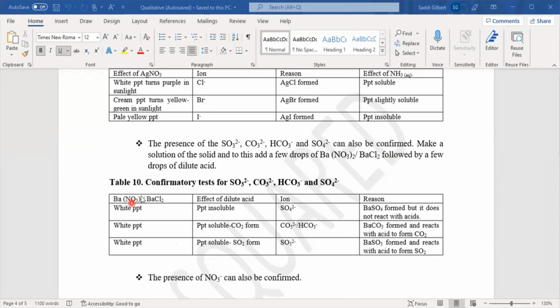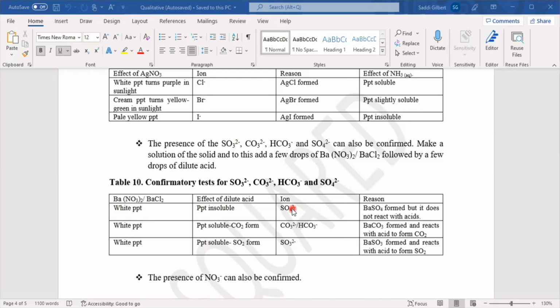So what do we get? When we add the barium chloride, we get a white precipitate. For all of them, it doesn't matter which one of the anions, whichever one of these, you're going to get a white precipitate. Now, notice here the effect of acid. The precipitate is insoluble in the acid for the sulfate ion.